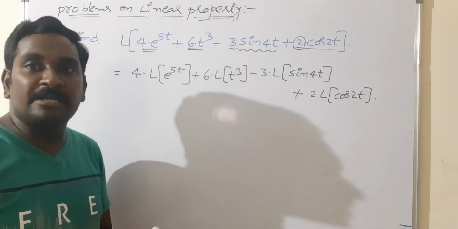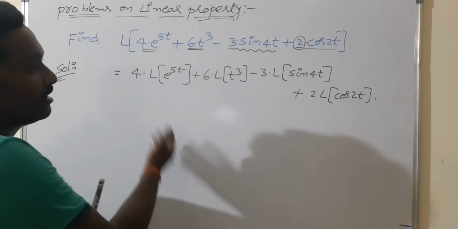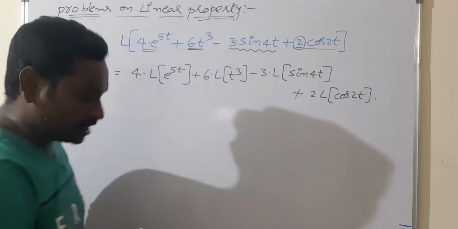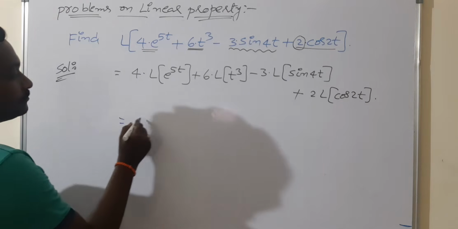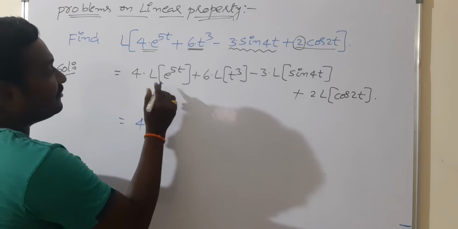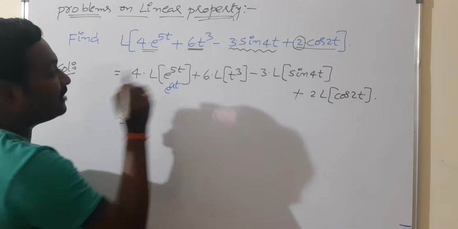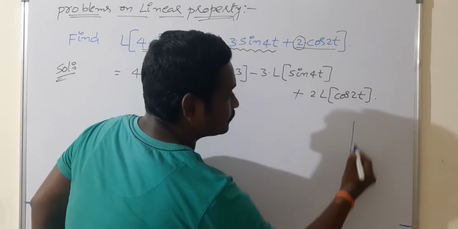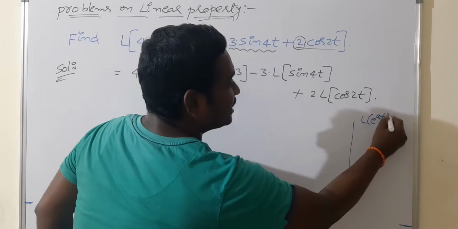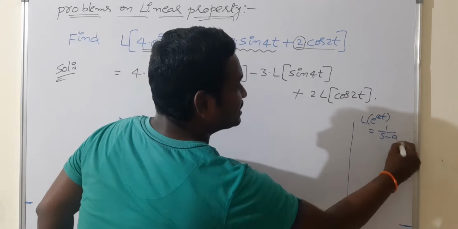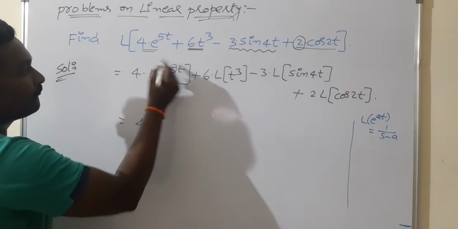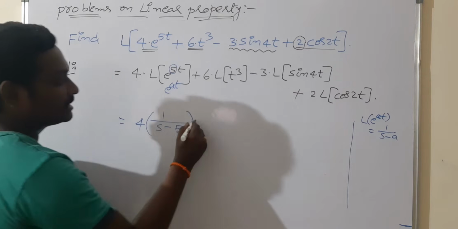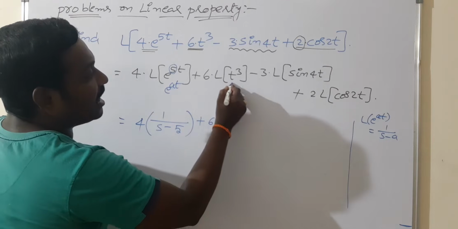Now, by using the elementary function formulas, we can write the formula of e power 5t, t cube, sin 4t and cos 2t. So we are observing that 4 into L of e power 5t is in the form of L of e power at. Okay, what is L of e power at? L of e power at is equal to 1 by s minus a. What is the a value here? 5. So you will get 1 by s minus 5, plus 6 into L of t power n.